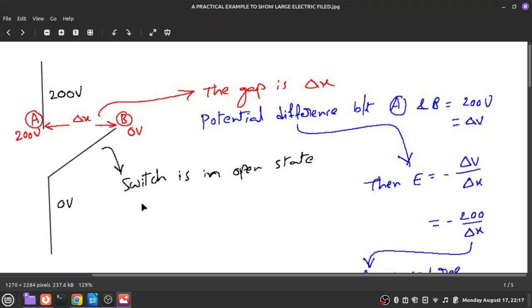Coming back to the switch, here I have shown one high voltage point, point A. The low voltage point is point B. The low voltage is 0 volts, but the high voltage point is 200 volts. The space between A and B is delta x. Initially, delta x is large. Thereby, the electric field is equal to minus delta V by delta x, which is minus 200 by delta x. Delta V means the potential difference between A and B, so 200 minus 0 is equal to 200 volts. That is delta V.